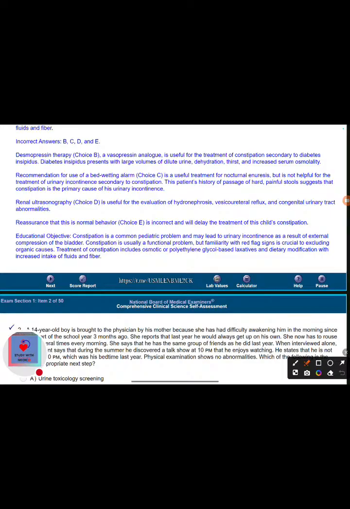Educational objectives: Constipation is a common pediatric problem and may lead to urinary incontinence as a result of external compression of the bladder. Constipation is usually a functional problem, but familiarity with red flag signs is crucial to excluding an organic cause. Treatment of constipation includes osmotic or polyethylene glycol-based laxatives and dietary modifications with increased intake of fluid and fiber.